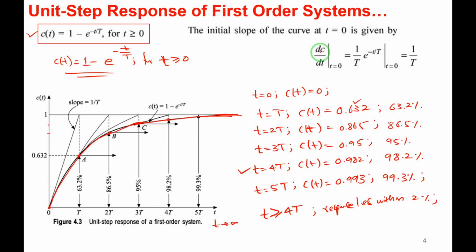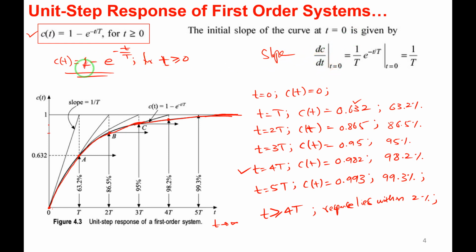Take the derivative of c of t with respect to time t, that is d by dt of c of t, at time t equal to 0, so that it will give me the slope. How to find out the slope? The slope of the curve at time t equal to 0 is given by d by dt of c of t at time t equal to 0.